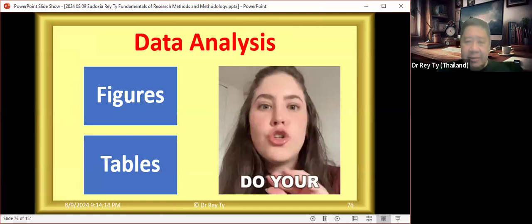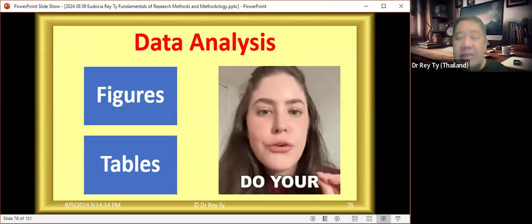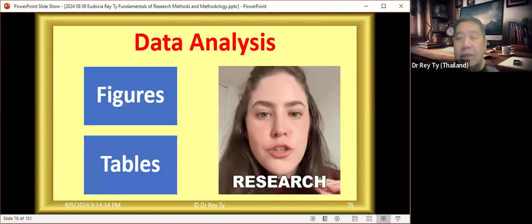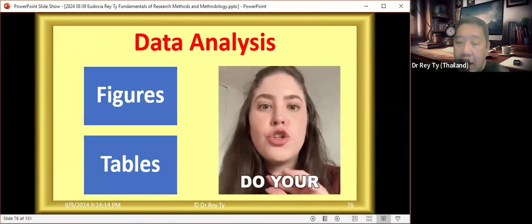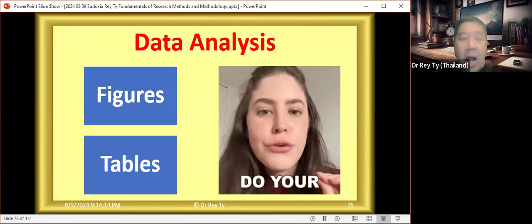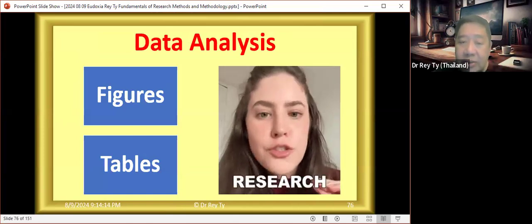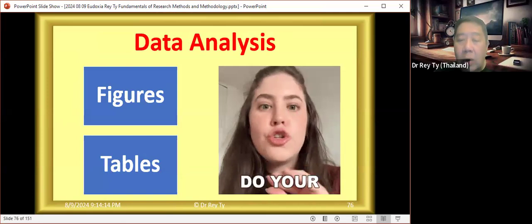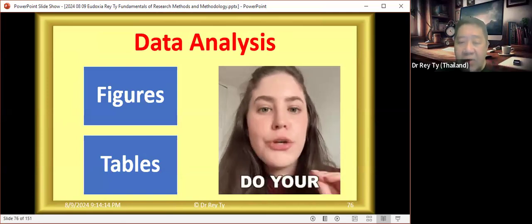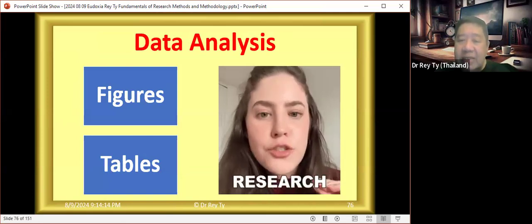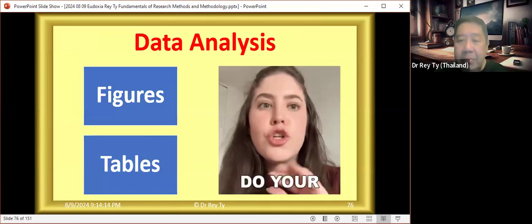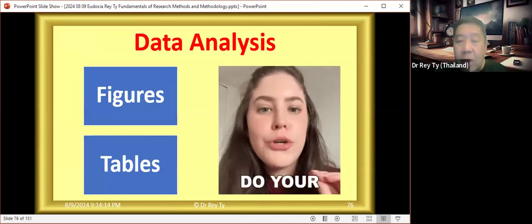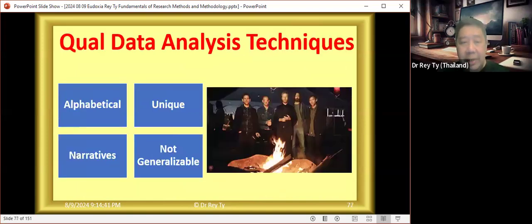Data analysis. In general, we use figures and tables. Most journals would require you to have at least one table or one figure, not copied from books or articles, but your original. And oftentimes, figures or tables summarize parts or the whole paper. So they are very helpful for yourself and for the reader.